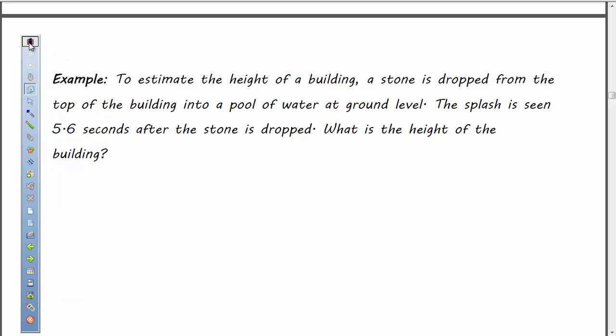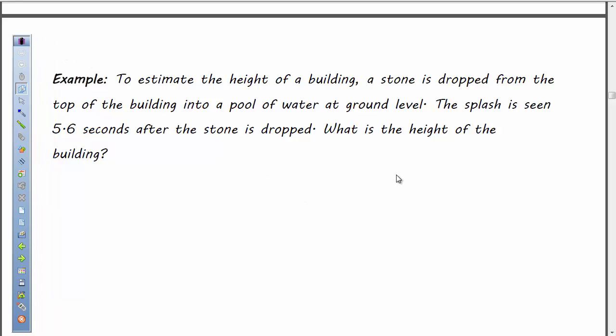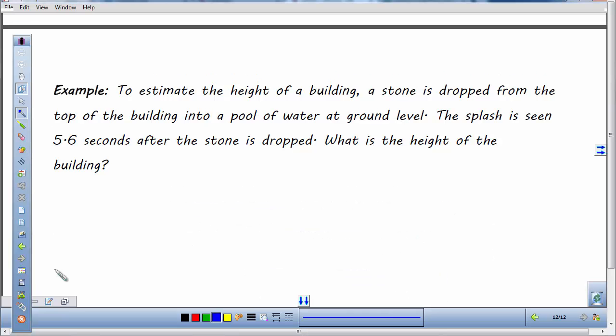Okay. To estimate the height of a building, a stone is dropped from the top of the building into a pool of water at ground level. The splash is seen 5.6 seconds after the stone is dropped. What is the height of the building? Okay. All right, so we got some interesting stuff here. We know we need what kind of a function? We're talking about the position function, right? Because we're looking at the height.